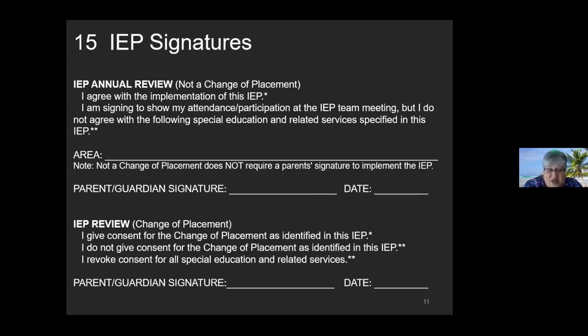And if you'll see, that first line talks about an IEP annual review that's not a change of placement. And that's where a parent would sign if the placement was going to stay the same. And the parent has the right to agree or disagree and to talk about what they agree or don't agree with. But towards the bottom, there's an IEP review that is a change of placement. And the parent needs to mark that they either give consent for this change of placement or they do not give consent for the change of placement. And of course, they can always revoke consent for special education services. And then the parent needs to sign that.